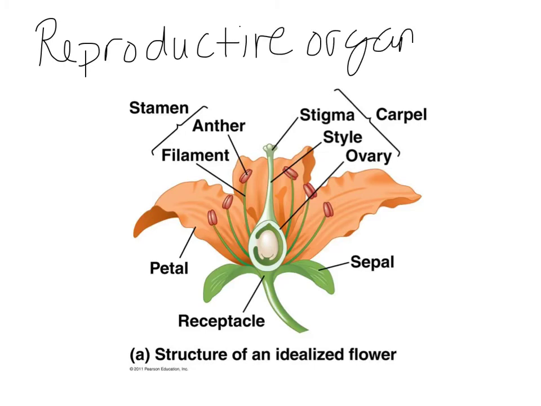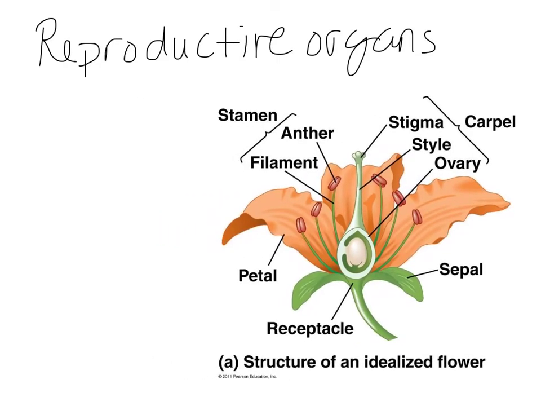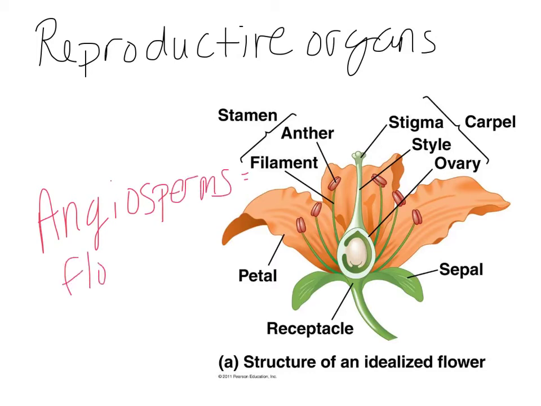Some plants that reproduce sexually produce flowers. Okay, so I've got a flower here, and we're going to review some parts of the flower. Hopefully that's a review for you guys. Okay, so let's talk about what kind of plants have flowers on them. First of all, these plants are called angiosperms. Okay, so angiosperms are flowering plants.